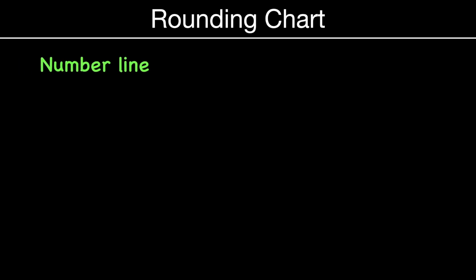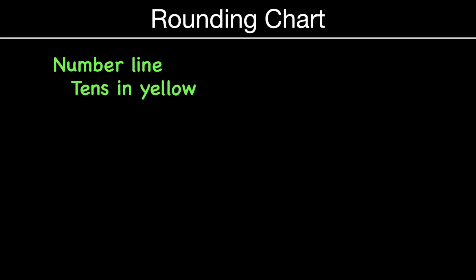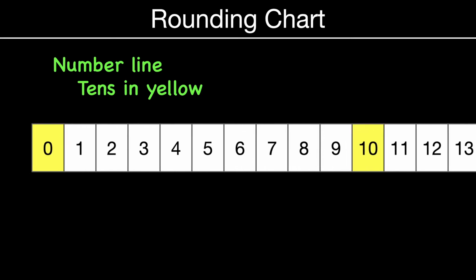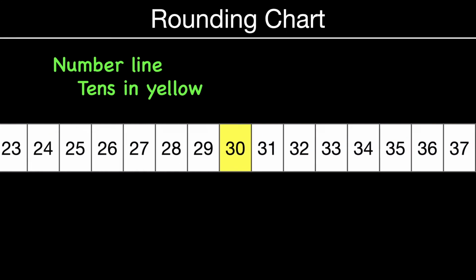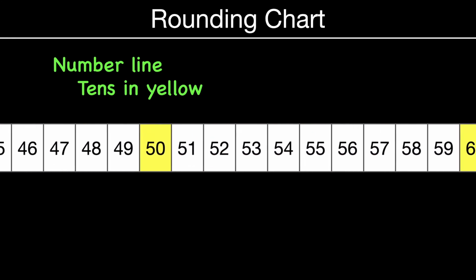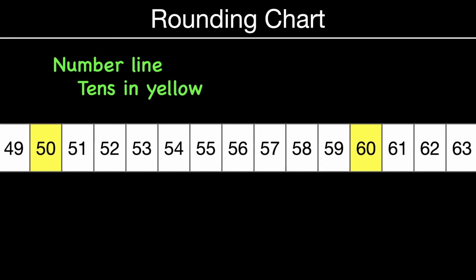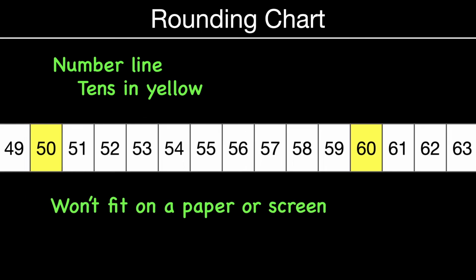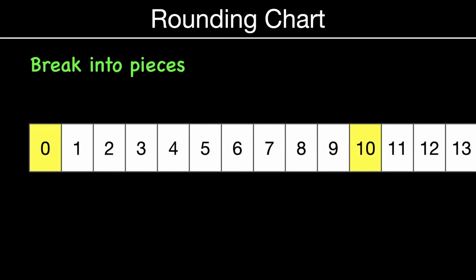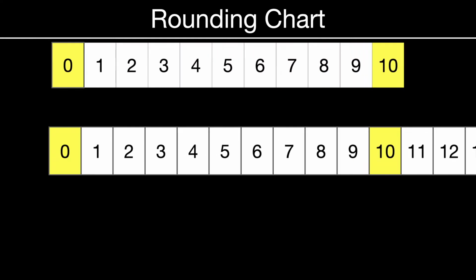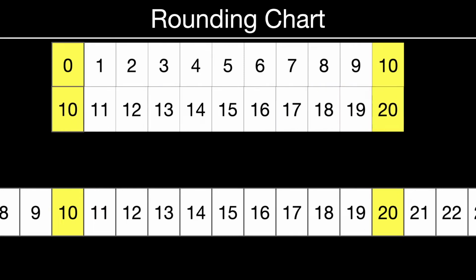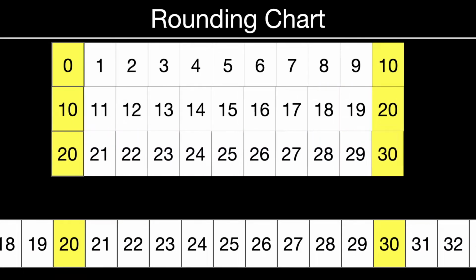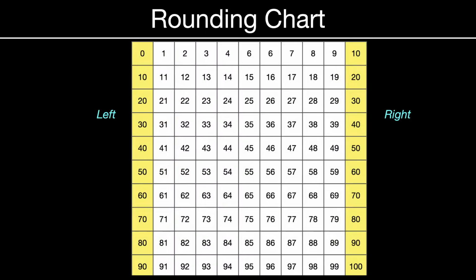A rounding chart is when we just take a number line like we saw previously with our tens in yellow, and we're going to cut it up into pieces. The problem with a rounding chart is that it will not fit on a piece of paper or on a computer screen. So what we're going to do is break that up into pieces. For example, the 0 to the 10, we break that up into a piece, and then the 10 to the 20, the next section. And as we stack them, eventually we're going to come up with a rounding chart that looks like that.